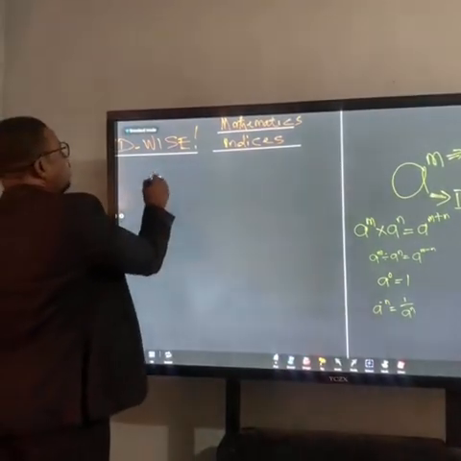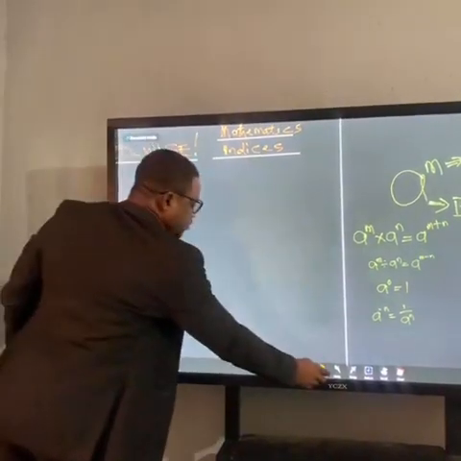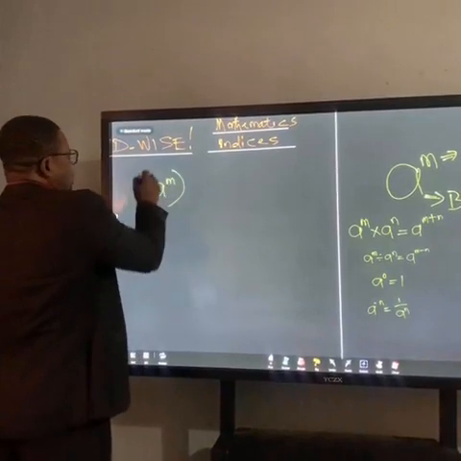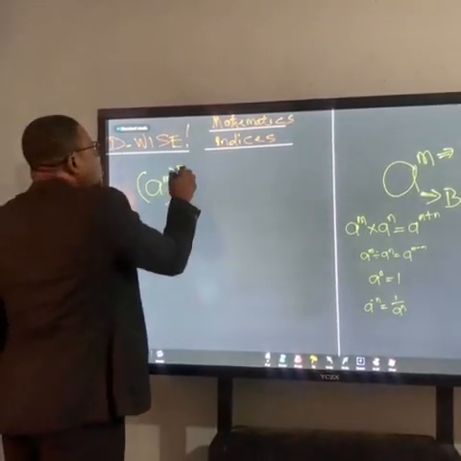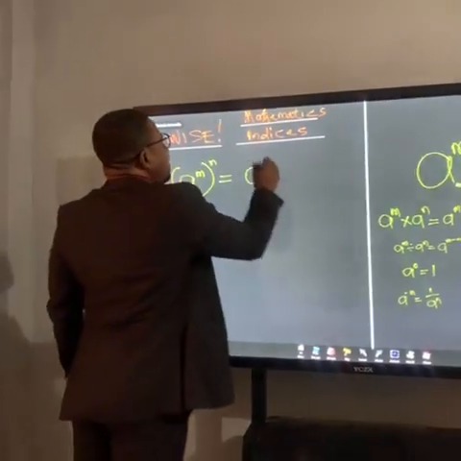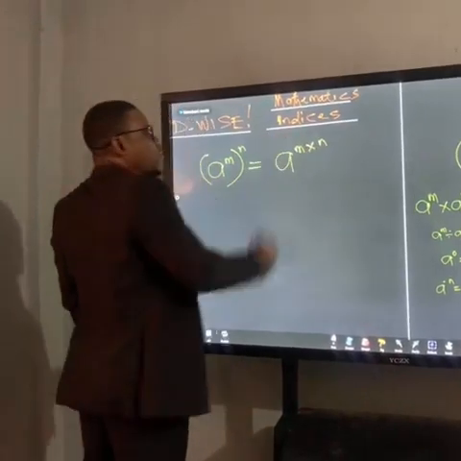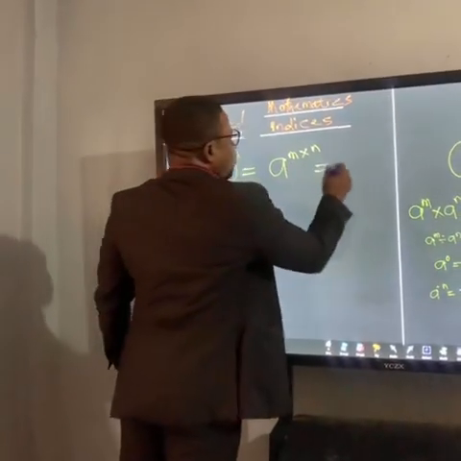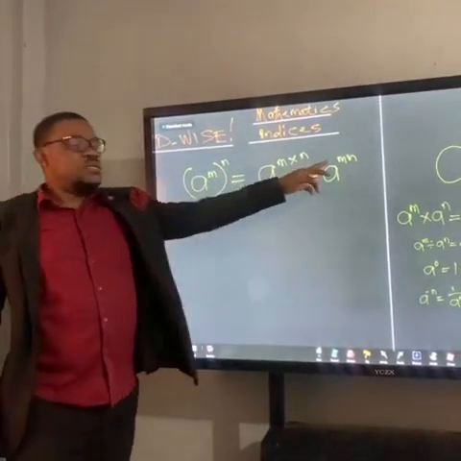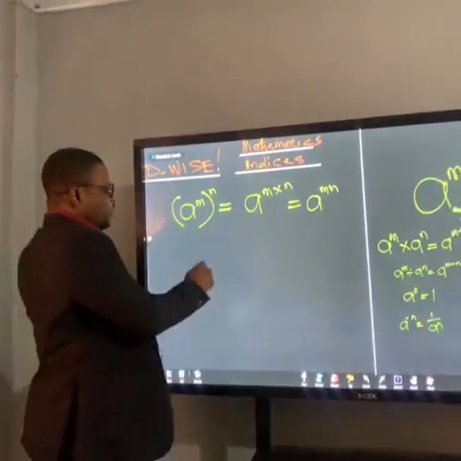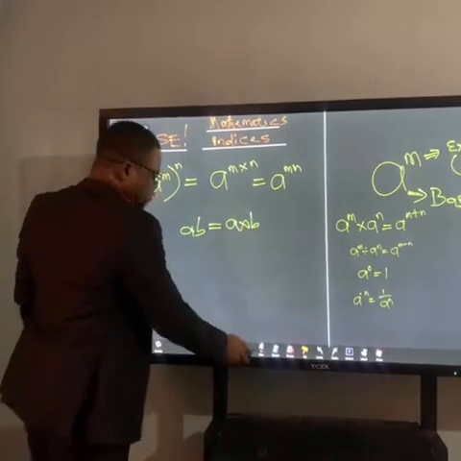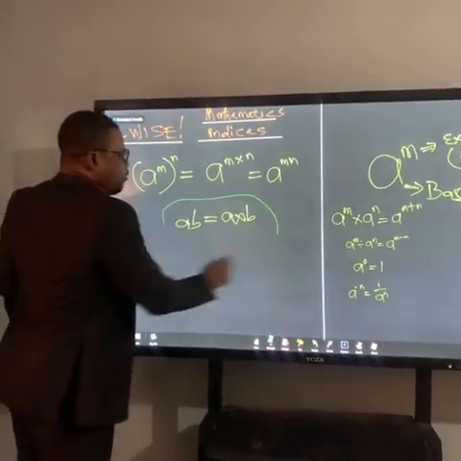For the fifth law, if I have a power inside the parenthesis or bracket and a power outside the parenthesis, I'm going to have the power inside the parenthesis multiplying the power outside the parenthesis to give me a raised to the power of mn. Because m times n is the same as mn. Understand, for algebra, if I have ab, it is the same as a times b. That's just a reminder.